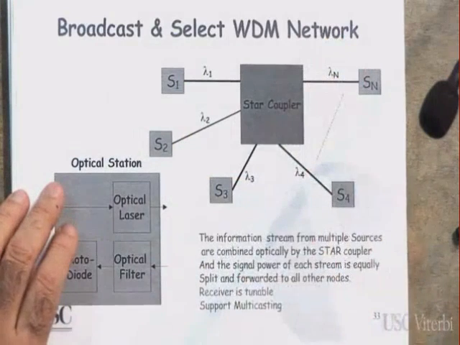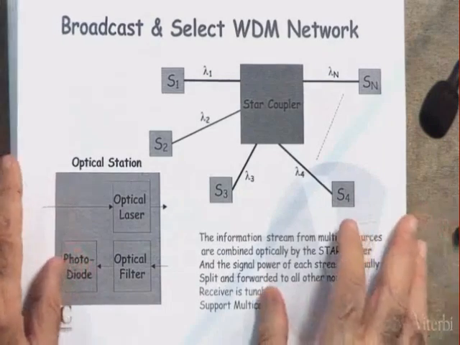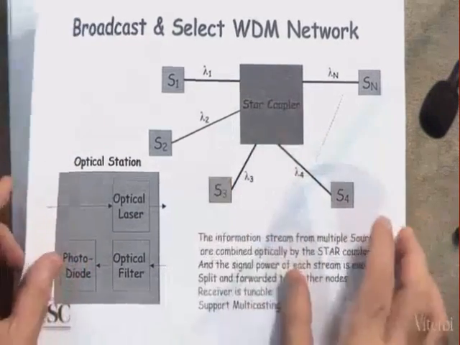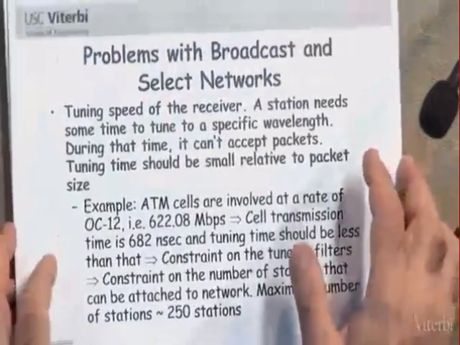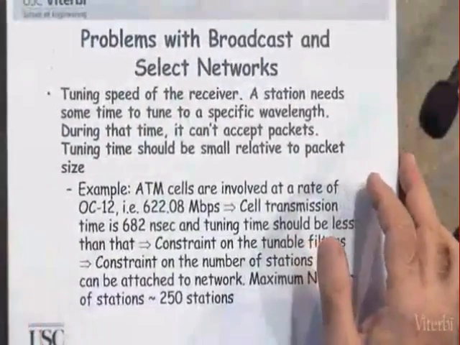Each one of these stations, the receiver side. You tune your receiver to a certain wavelength, and you select the channel that you want. Clear? Now, what is the problems? Let's see if you can tell me what is the problems.